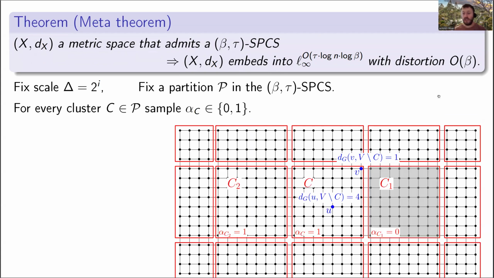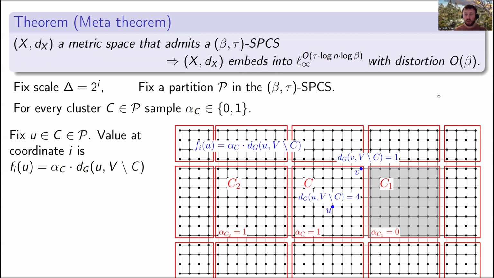In addition, for every cluster, we'll sample some parameter alpha, which will be either 0 or 1. So 1 means that we'll take this cluster into account, while 0 means that we'll nullify the cluster in this coordinate. And the embedding in this coordinate will simply be the distance to the boundary times this parameter alpha. So this is the embedding. So for example, for u here, the distance to the boundary is 4, and the cluster survived with alpha 1, so the value in the coordinate will be 4. While for this vertex z here, this cluster is nullified, so the value in the coordinate will be 0. So you can show using the triangle inequality that no distance will ever increase in this coordinate.